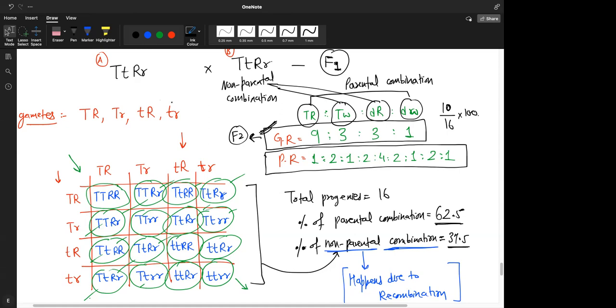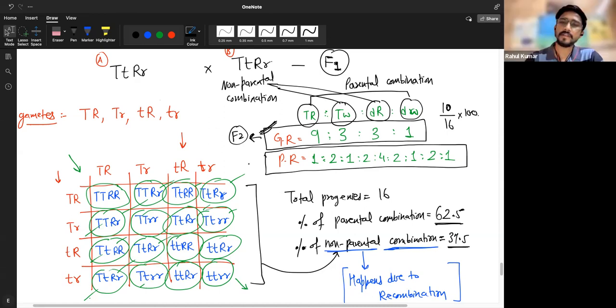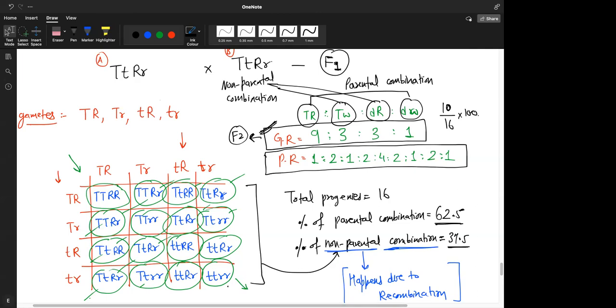Then we got the phenotypic ratio, that is 1:2:1:2:4:2:1:2:1. To remember this, the trick is it first increases 1, 2, 1, 2, goes to the maximum 4. You can remember it through the diagonal of that Punnett square. See, 1, 2, 1, 2, then 4, then 2, 1, 2, 1.